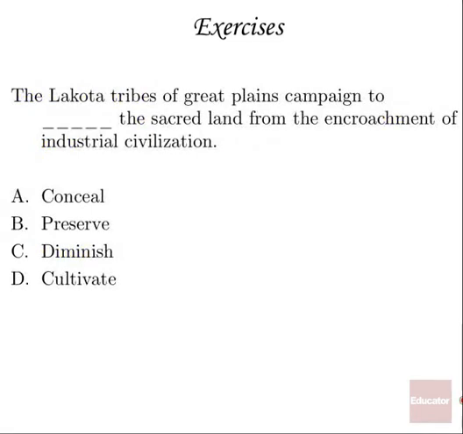Here's another exercise. The Lakota tribes of the Great Plains campaign to blank the sacred land from the encroachment of industrial civilization. Know what the Lakota tribes are? Well, they're a lot of the Great Plains Native American tribes. So, what are they most likely doing to protect from the encroachment of industrial civilization? I know that they're wanting to protect because I'm kind of familiar with what's going on here. So what I'm looking for here is a synonym that would mean protect.